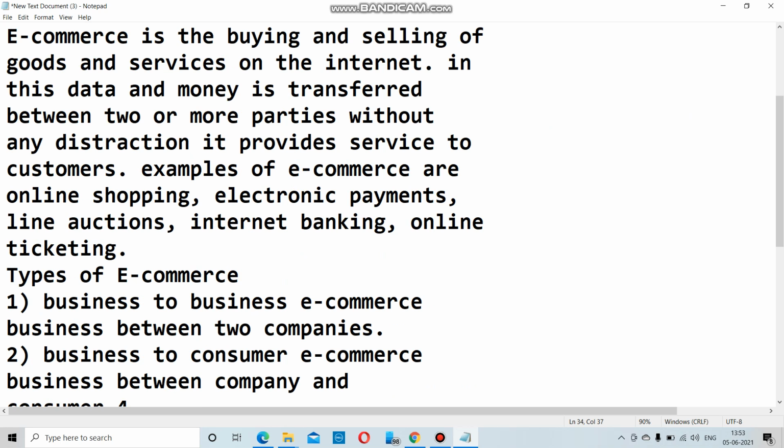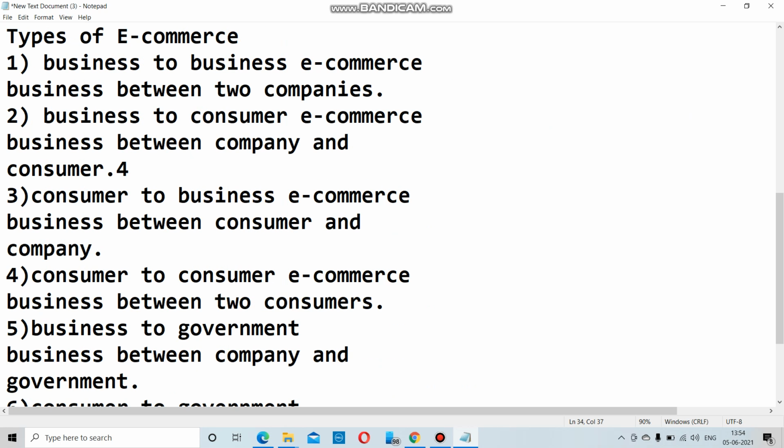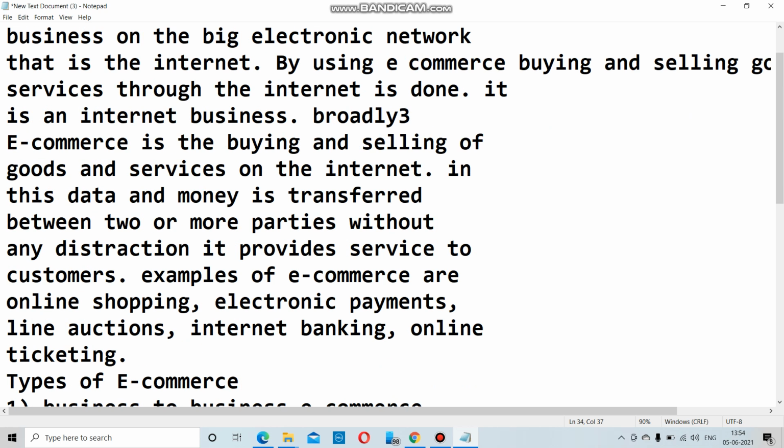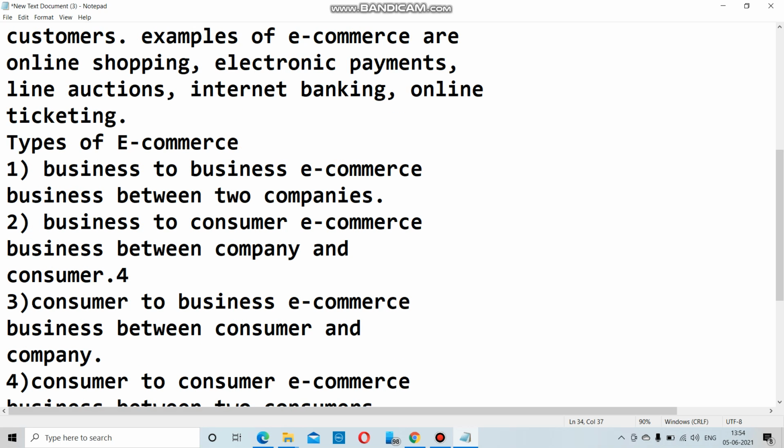So there are six types of e-commerce. We see one by one what the types of e-commerce are. First type is business to business e-commerce. It is simply the business between two companies. Two big companies transfer goods and services between them. This is simply called B2B e-commerce.